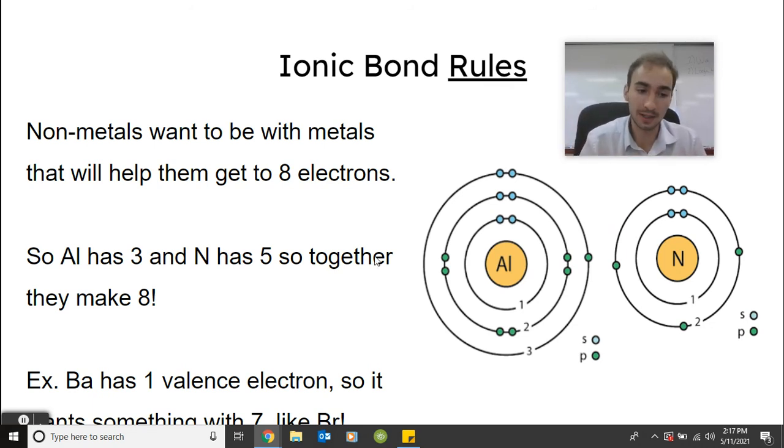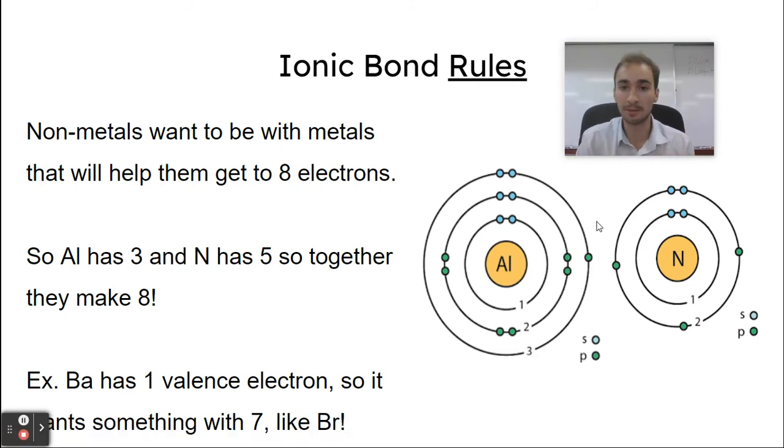Or you can think about it this way. A different one would be barium, which has 1 valence electron. And what's 8 minus 1? 7. So it would want something like bromine with 7 valence electrons. So try and find ones that'll pair up to get you 8 valence electrons total. The metal will lose them, the non-metal will gain them.